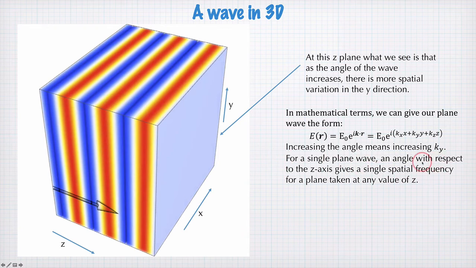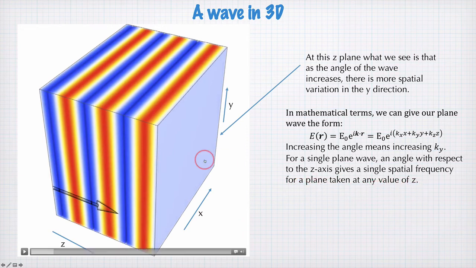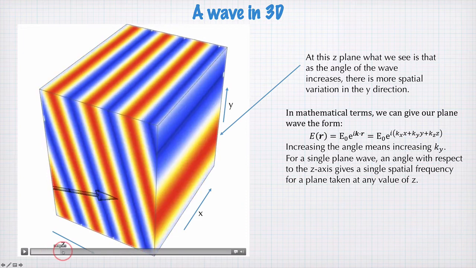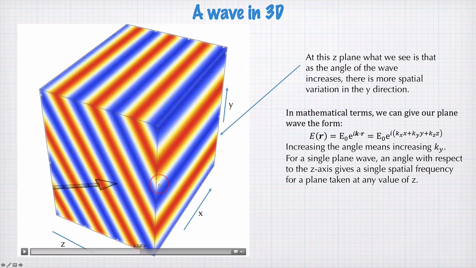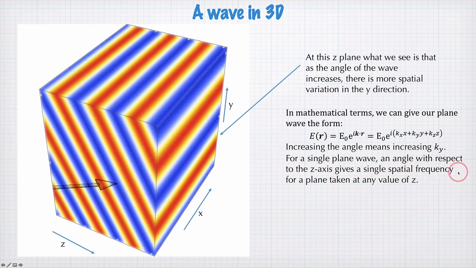For a single plane wave, which is the situation we have here, a single plane wave with a single frequency, an angle with respect to the z-axis gives a single spatial frequency for a plane taken at any value of z. So that's what we saw here. For this particular z-plane, in the xy direction, taking a plane at some value of z, what we have is a single spatial frequency, in this case a spatial frequency in the y direction, due to the increase in ky.